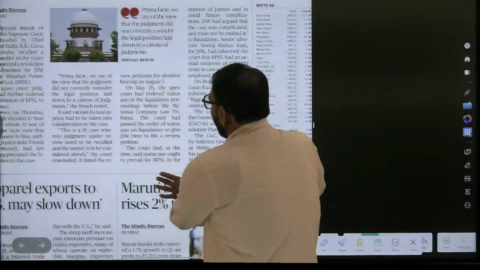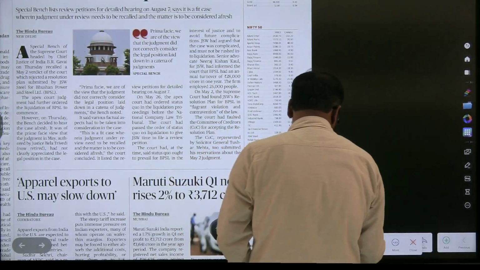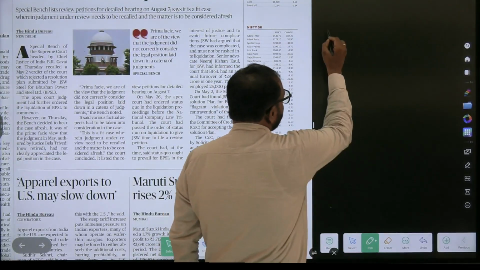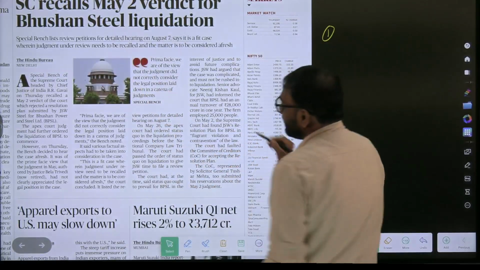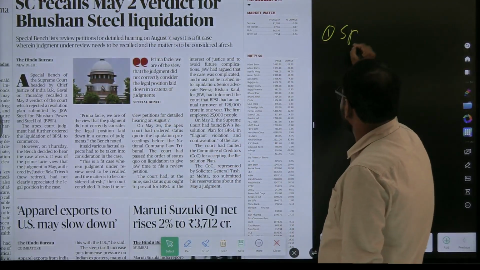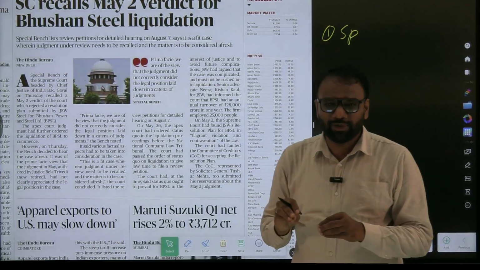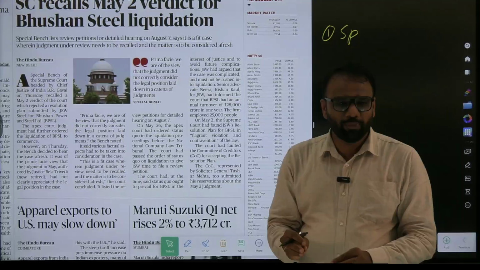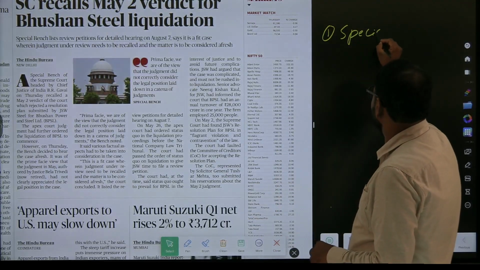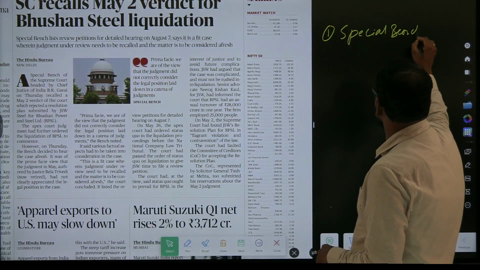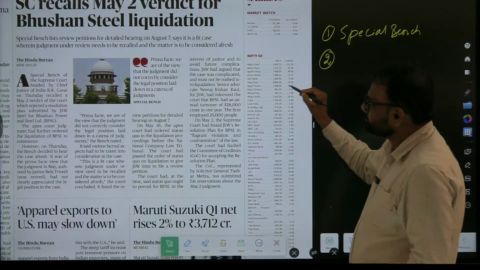So whatever points I have marked, can you please list them? Which are the points? First, we will start from here. Special bench. So don't worry about whether it is important for economics or polity. All the terms which have appeared from any subject are important. So, special bench.